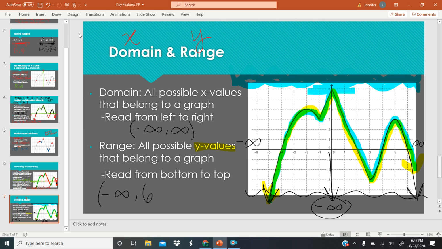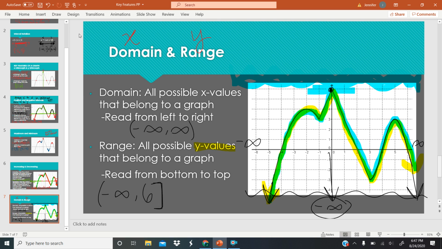And then on this one, unlike the rest of the things that we've done, there is an actual point, a y value at 6. So that would be kind of like a closed circle since there's an actual value there. So you're going to end with a bracket.